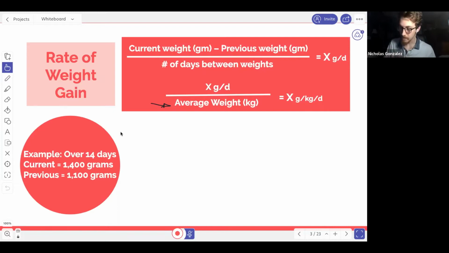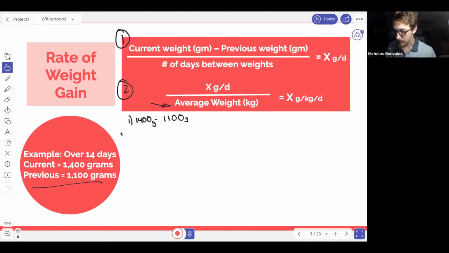So up here, we have the 2 steps in the process with 2 equations. So we're just going to take the example we have and plug them into the equation and see what the rate of weight gain actually is for this example. So starting with the first step, we are going to do the current weight in grams, which is 1400, minus the previous weight in grams of 1100.